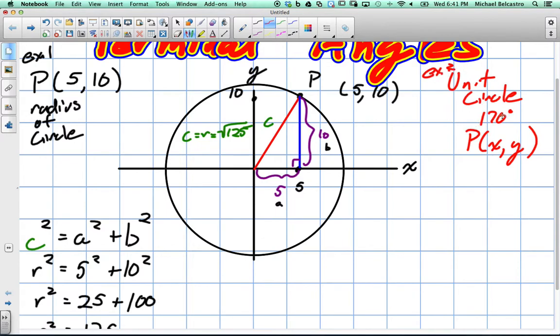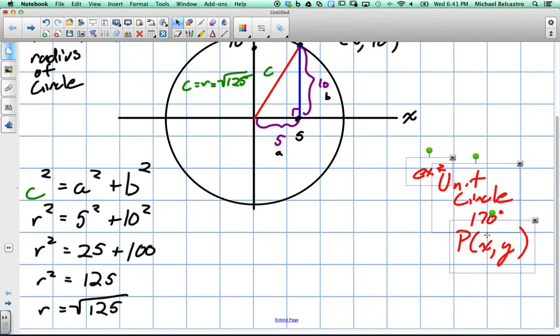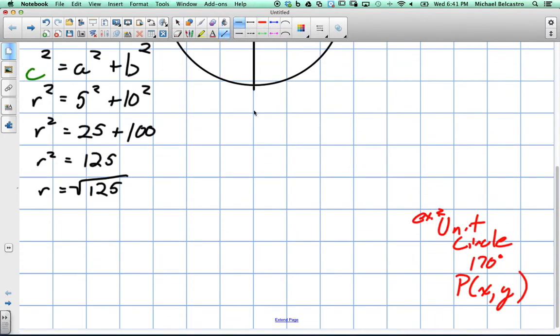We have a unit circle at 170 degrees. Kind of a different idea. We've already drawn it above, so I'm going to move this stuff down and make a second part. Here we go. Okay, so this is our part 2.